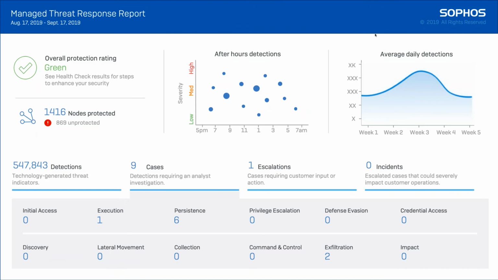So we're not just seeing that something happened. We know specifically what type of tactic and technique was being employed as part of this potential attack. So not all of these things are going to be malicious in nature, but these are the activities that we're seeing and can take action against.